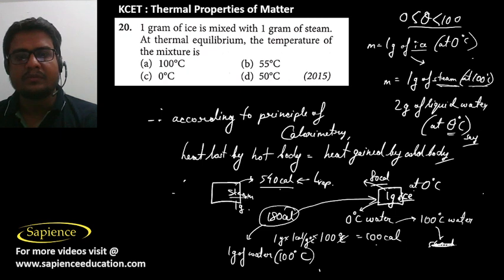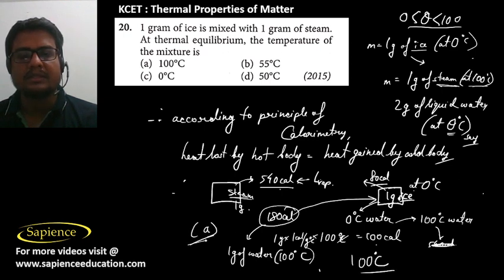So it means that the full steam is 1 gram. Out of this, only some part will be converted to 100 degrees Celsius water. So the temperature of the mixture will be 100 degrees Celsius only. So option A is the correct answer.